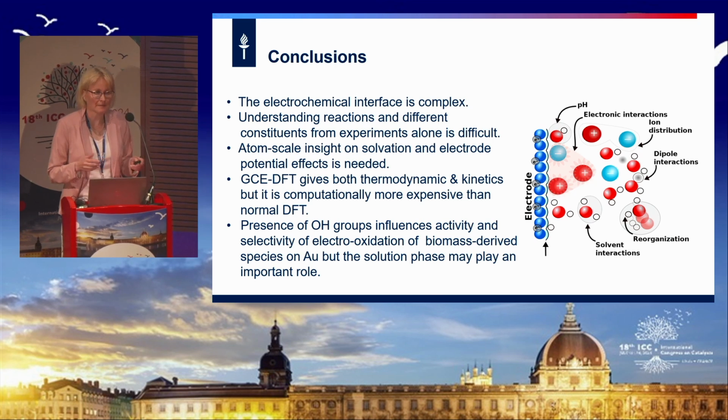So we have been developing and now more and more using this constant potential DFT approach because it gives us both the thermodynamics and kinetics. But it's computationally more costly than the normal DFT. And these examples highlight how the OH groups on the surface of a catalyst influence the activity and the selectivity of the electrooxidation of biomass-derived species. But both examples indicate that the solvation phase may play a role.